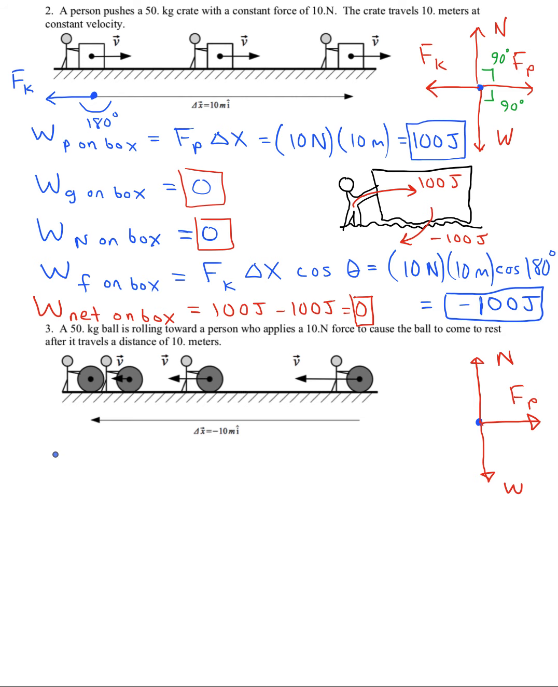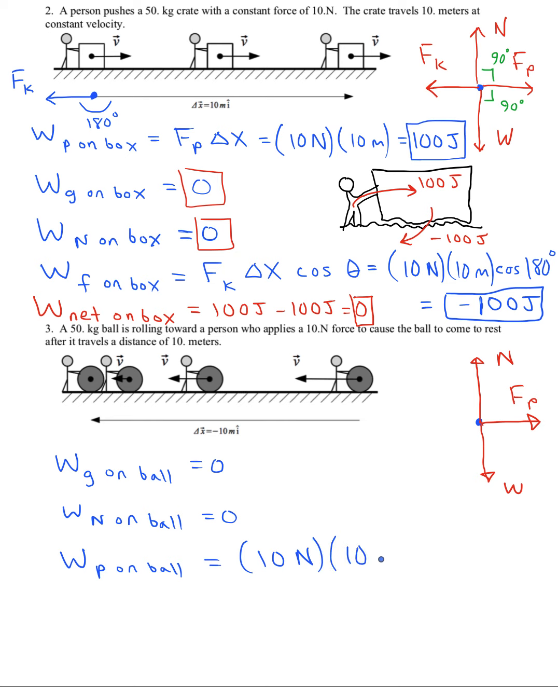In this case, the work done by gravity is, of course, 0. The work done by the normal force is 0. Now we have to find the work done by the push. Well, 10 newtons of push, according to the givens. 10 meters of displacement. But what angle should we use now?